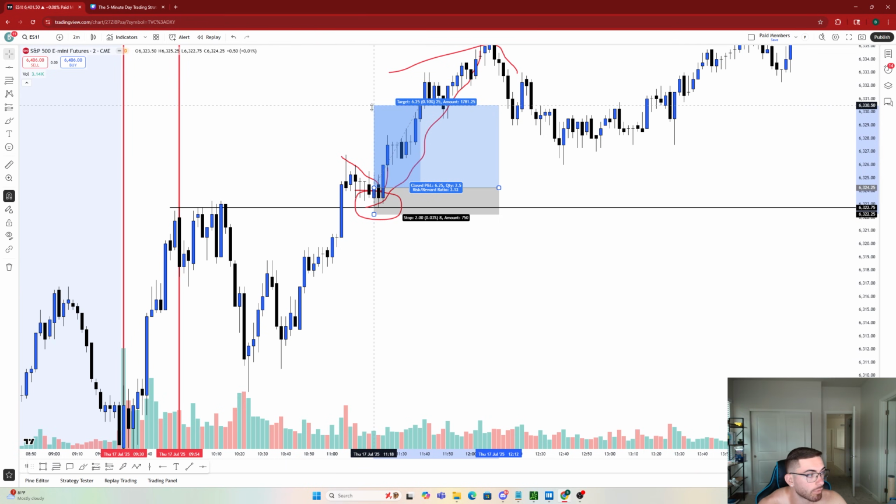Now, again, you are looking for bare minimum a 1.5R to 2R trade. So your 1.5 was right about here. Again, you're going to look to scale out of your position and put your stop loss up to break even. Your 2R trade was right here.